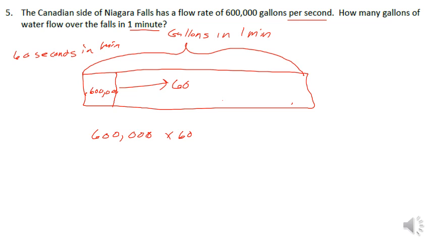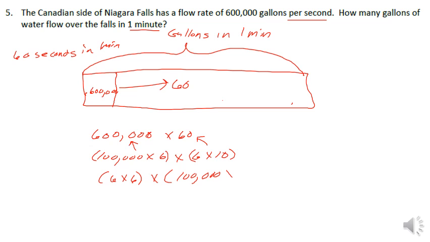Well, doing what we just did, we know this becomes 100,000 times 6 times 6 times 10. And I'm going to put parentheses to show you which ones I decoded for them. And what this allows us to do is, since it's multiplication, we can do it in any order. I'm going to do 6 times 6 times 100,000 times 10. This gives me 36 times 1 million, which 36 times 1 million is going to give me 36 million.